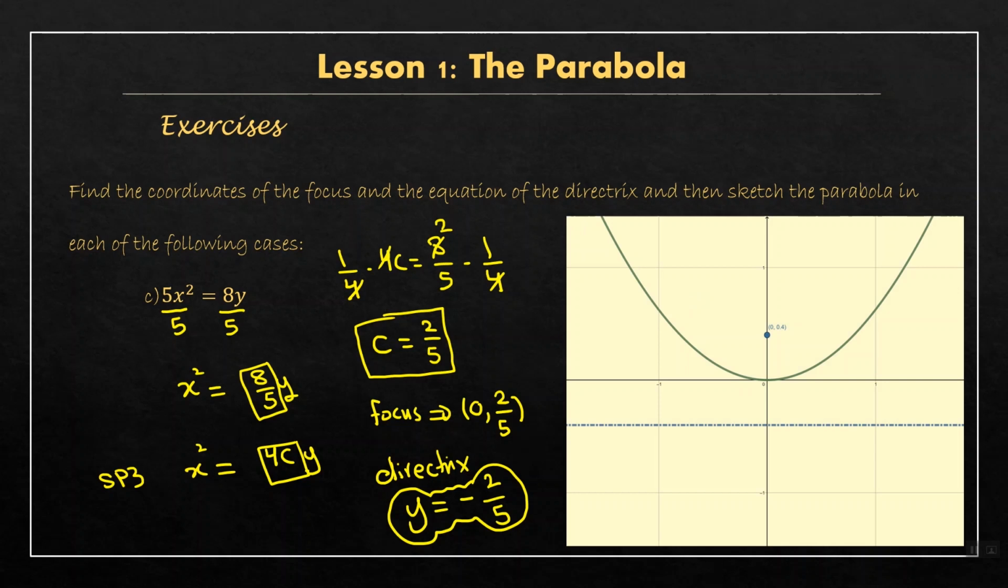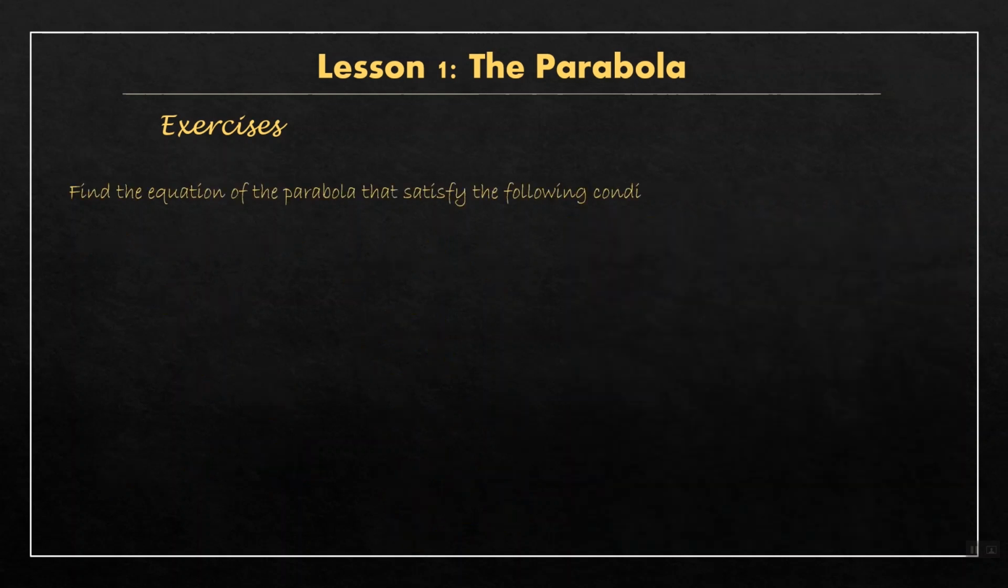In all of these questions, we have seen parabolas in the standard position. What if they were in a non-standard position? Let me show you this question. Find the equation of a parabola that satisfies the following conditions. The directrix is x equals 8 and the focus is (2, 2).